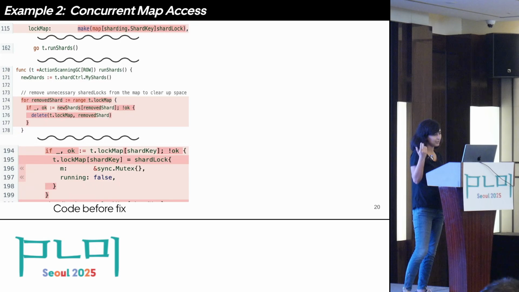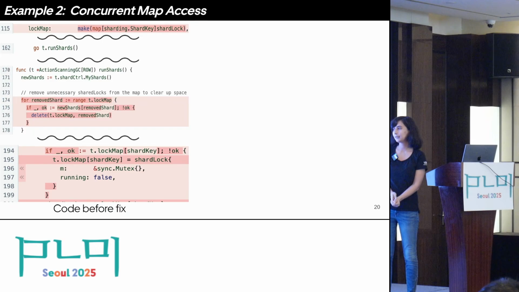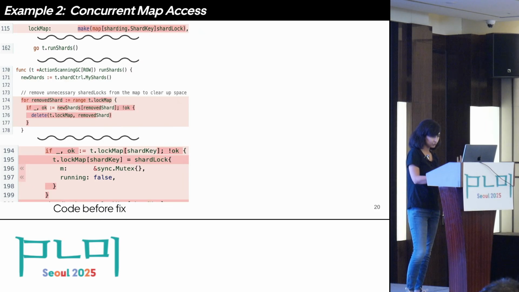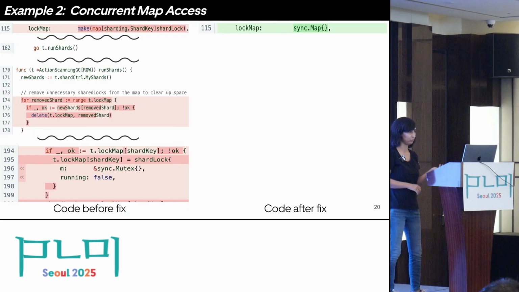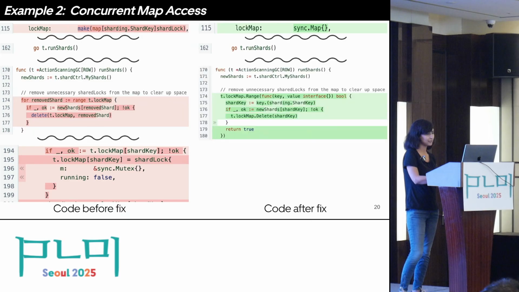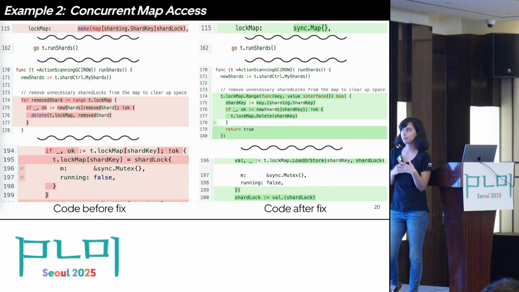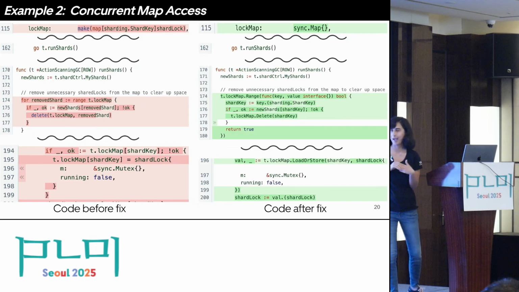And in this case, there's another usage of the map as well, where you can see that the values of the entries in the map get updated. Now, the suggested fix here is to use the synchronized map instead of the regular map in Go. And so you can see here that the different usages of that map are also updated accordingly to use the different APIs that belong to the sync map library.